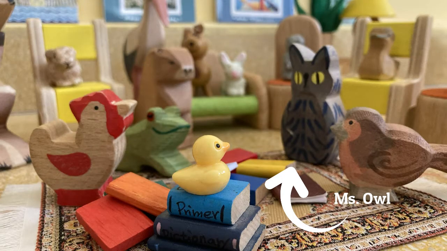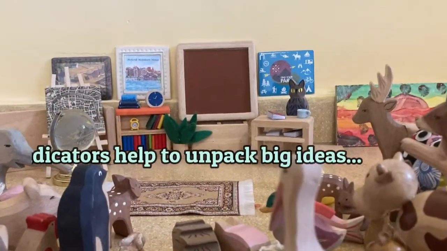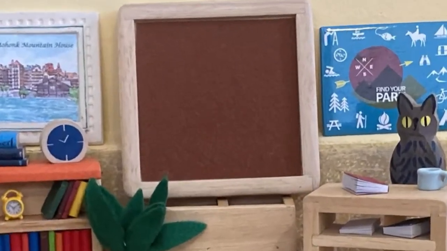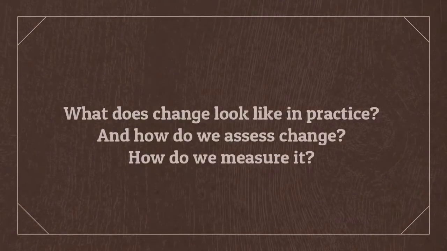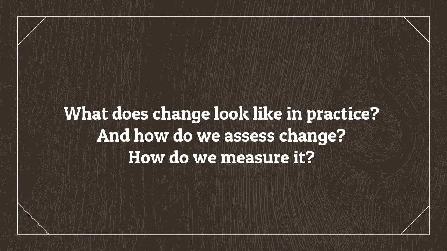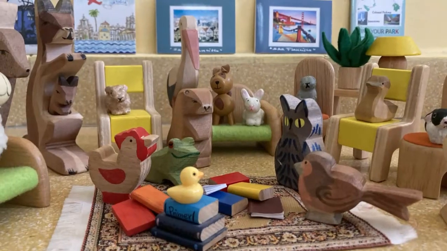Let's check in with Miss Owl, who just taught a lesson on the topic. As Miss Owl explained to her class, indicators help to unpack big ideas and make them specific so we can assess, measure, and plan. They tell us, what does change look like in practice? And how do we assess change? How do we measure it?